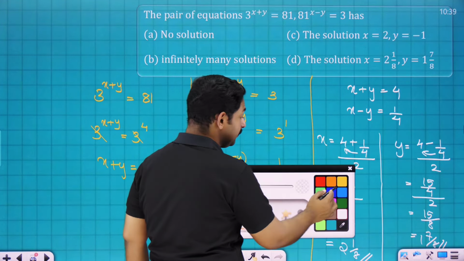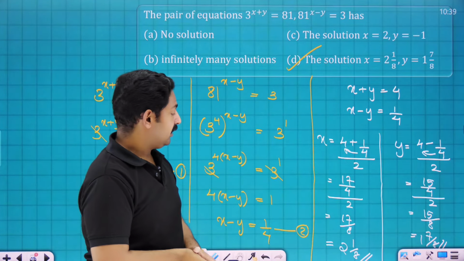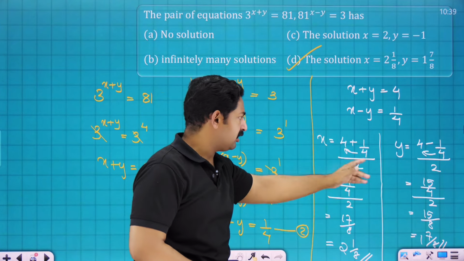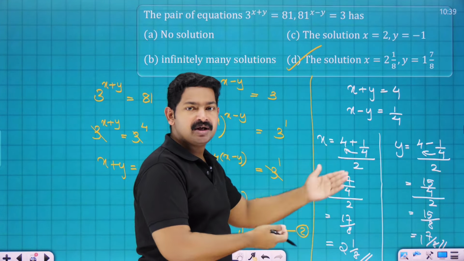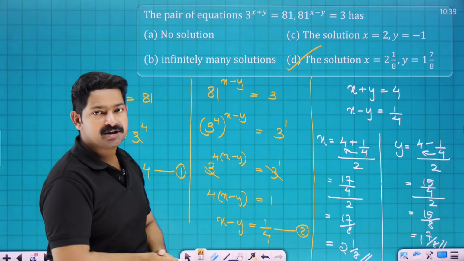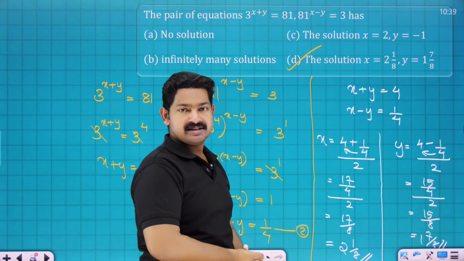So which is the correct option? Option D is the correct option. If you think this is difficult because some fractions are there, you can use the normal method also: either the substitution or the elimination method to solve this one. Anyway, you will get the same answer.